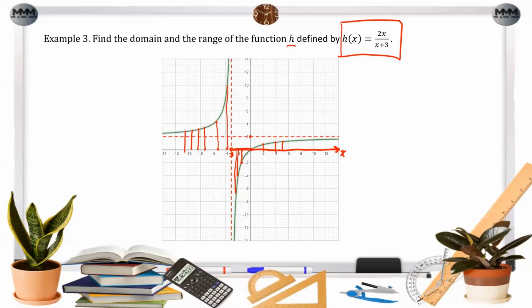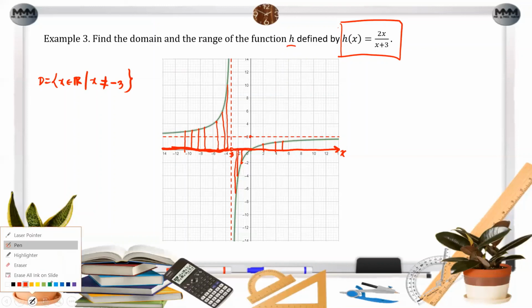So you can see the curve here is not touching the point -3. Therefore, the domain of the function includes all values except -3. Hence, the domain is the set of all values of x not equal to -3. So the same idea applies to find the range.